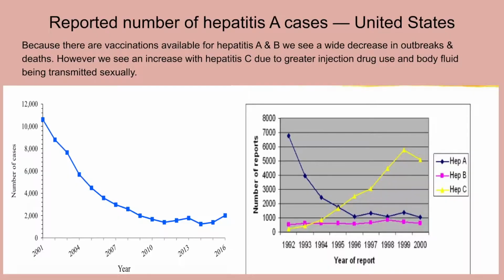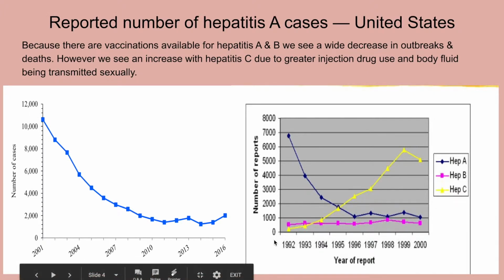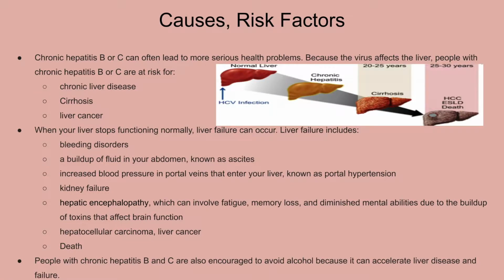We also see that there is a decrease in hepatitis A and B because there are vaccinations available for hepatitis A and B. However, we see an increase with hepatitis C due to greater injection drug use. And then on this chart, you can see that hepatitis A and B have both decreased greatly. However, the yellow one, that's hepatitis C, has increased due to sharing of injection drugs.